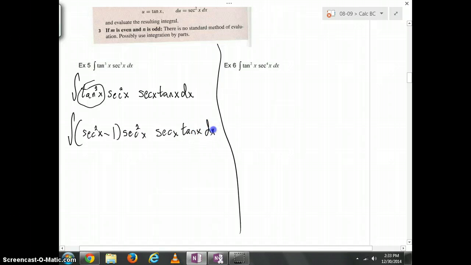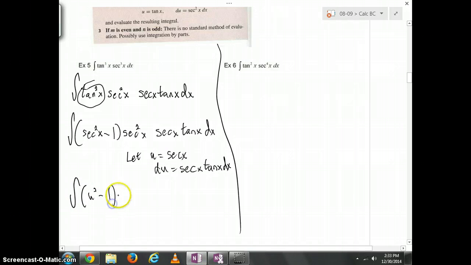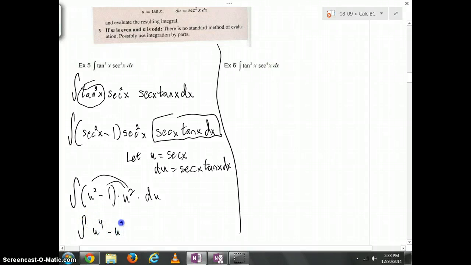Then what? Well, very simply, we're going to let u equal secant of x. And when we have that, du would be secant x tangent x dx. So things are looking much better in a hurry. This integral would become u squared minus 1 times u squared, but the secant of x tangent of x dx just becomes a du. We could distribute our u squared in and get u to the 4th minus u squared du.